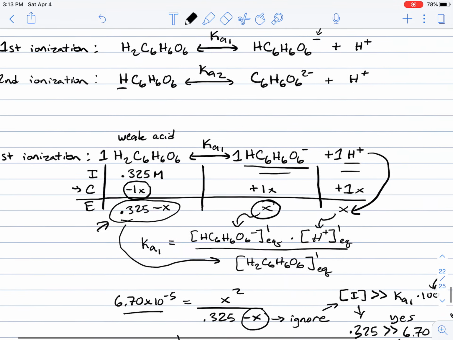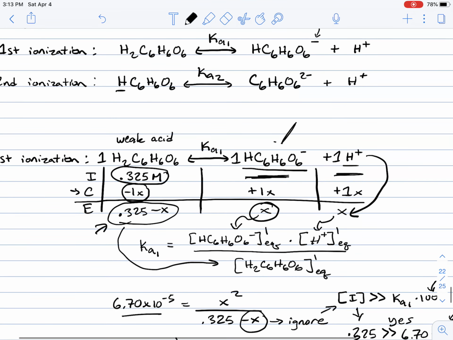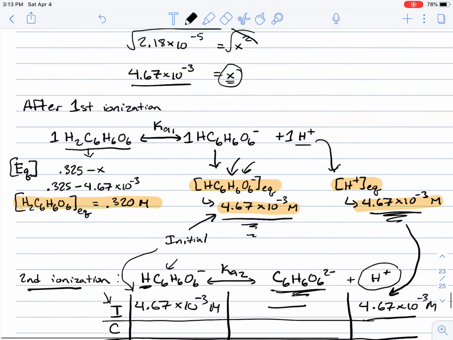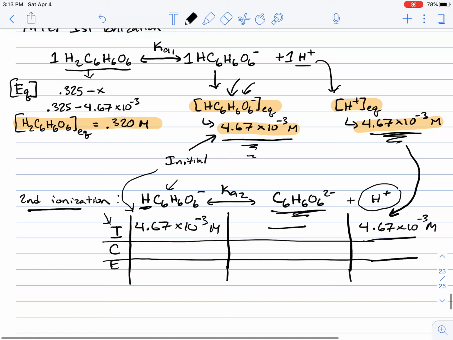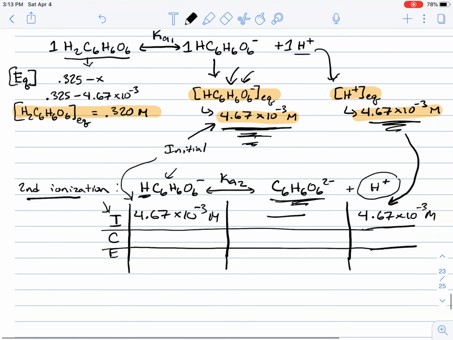In the first ionization, looking at our ICE table, we only had an initial amount of this, and we had no initial amount of the conjugate base and the hydrogen ion. However, after the first ionization occurred, we've created some amount of this and some amount of this. Therefore, when we start the second ionization, these amounts that we've calculated are going to represent the initial concentration of the conjugate base of ascorbic acid and that of the hydrogen ion.